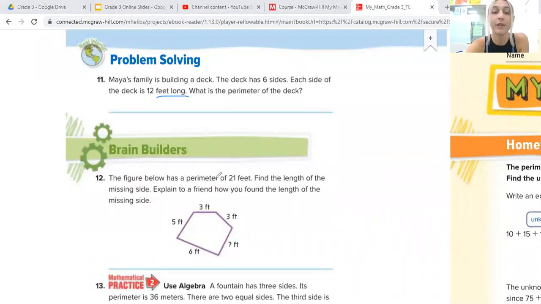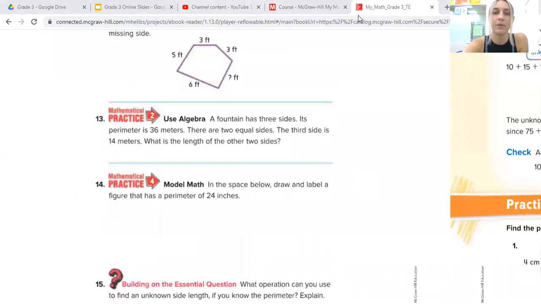Number 12, the figure below has a perimeter of 21 feet. Find the length of the missing side. So this is just like what you were doing in the last few problems. You don't need to explain to a friend. You just need to find our unknown here. The total is 21. Okay, let's keep moving.